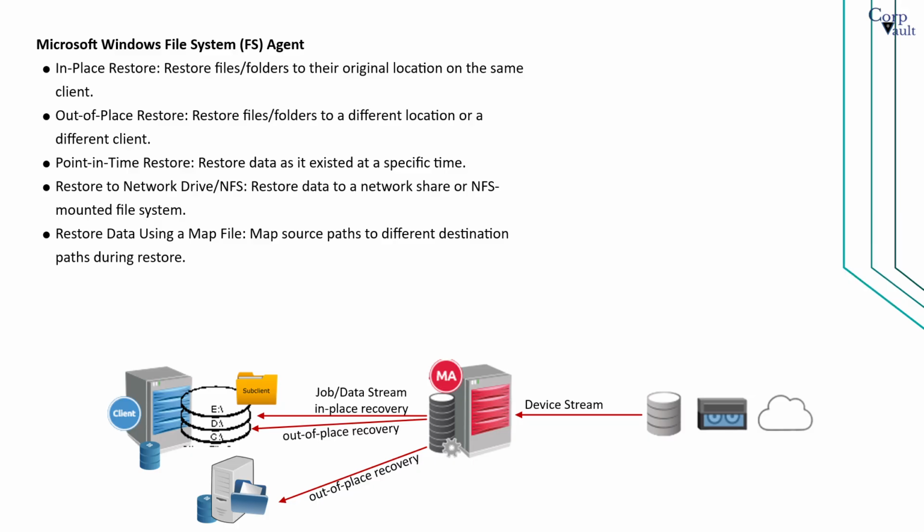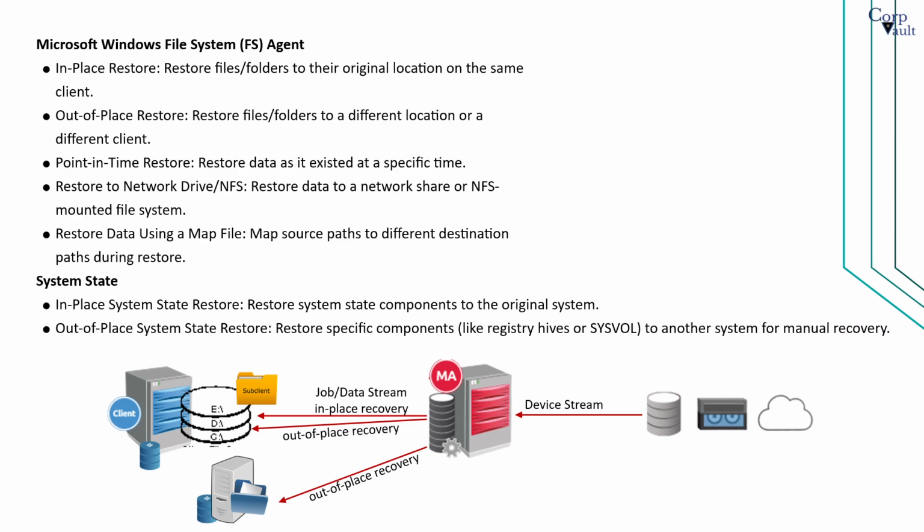You can also perform point-in-time restore, to restore data as it existed at a specific time. You can restore data to a network share, or NFS-mounted file system. You can also restore data using a map file. You can restore Windows system state, in place to the original system, or out of place, in which you restore specific components, like registry hives, or sysvolume, to another system for manual recovery.